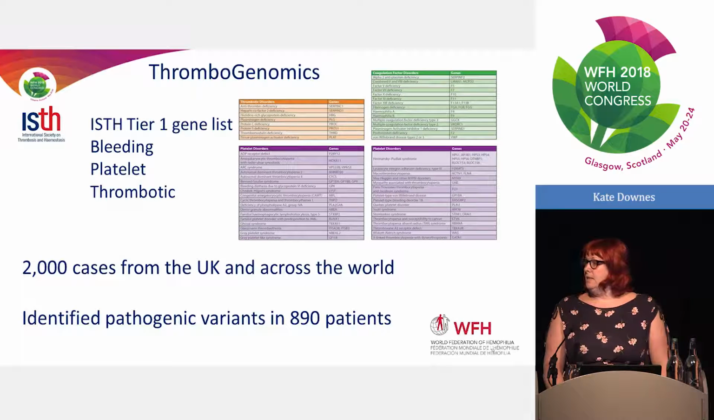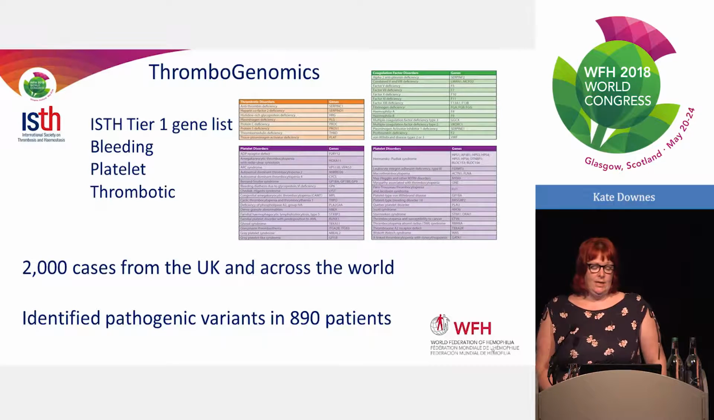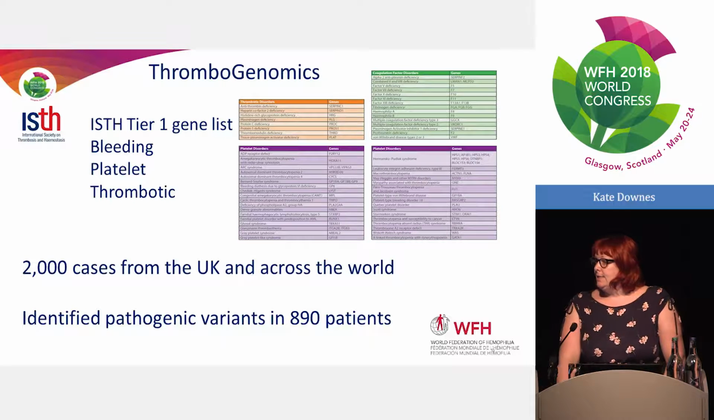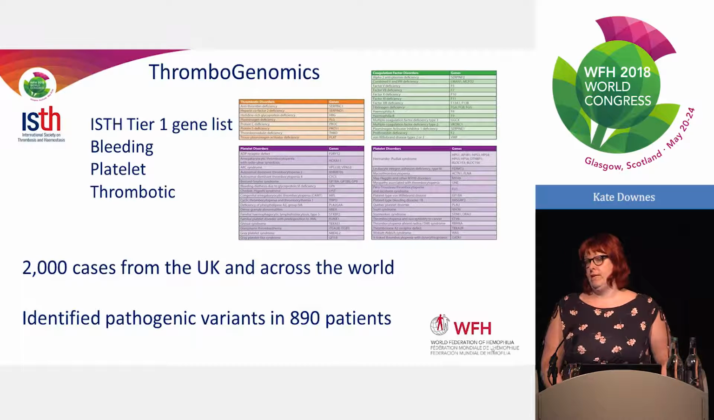So what we do is we test about 95 genes in this panel, and we sequence everybody's DNA for all these genes. So we have some coagulation genes, some platelet genes, and some thrombotic genes as well in this panel. So some genes that are responsible for people who have clots, so DVTs and strokes at a young age. We've received about 2,000 cases from the UK and across the world, and in the cases that we have reported back on, we've found a genetic diagnosis in over half of these patients.